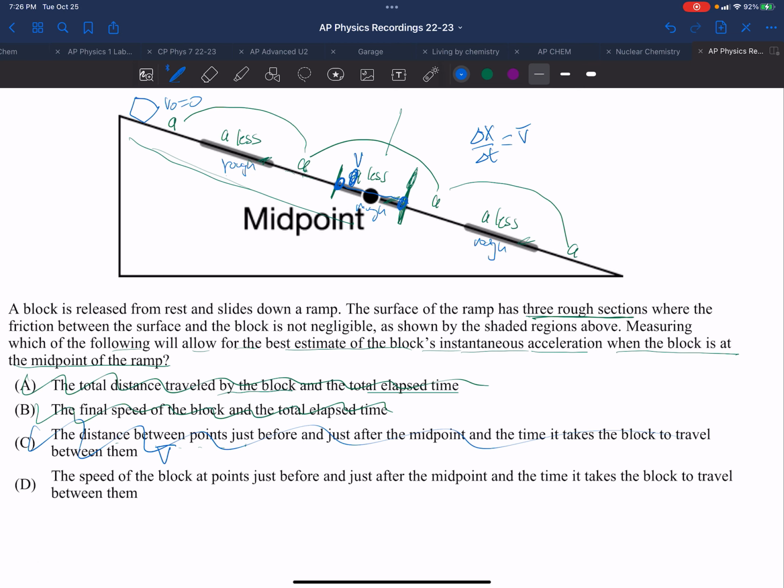So if we know this v, and we know this v, and the time it takes, that would be the t. Acceleration is delta v over delta t. So yes, it's choice D. We need to know two velocities and the time interval between which those two velocities changed.